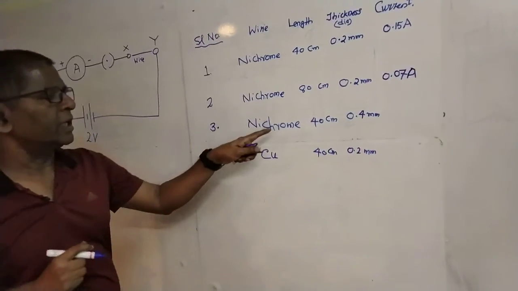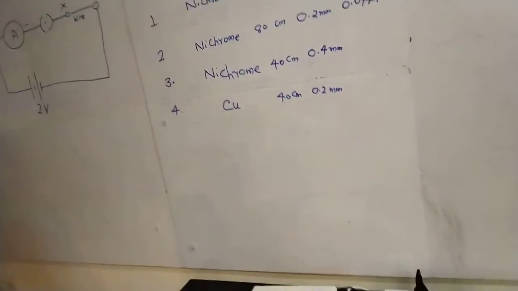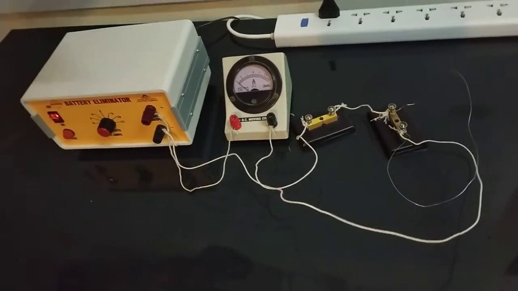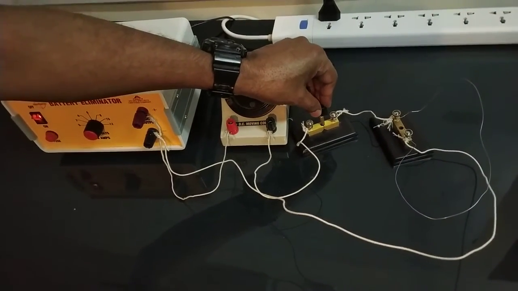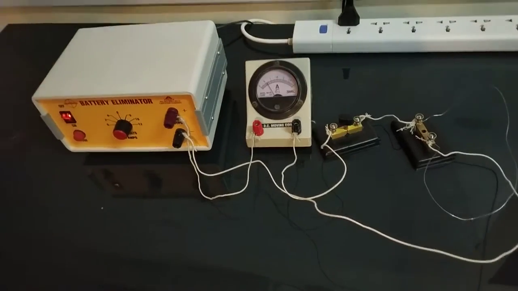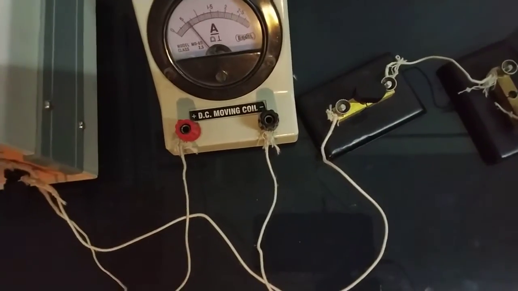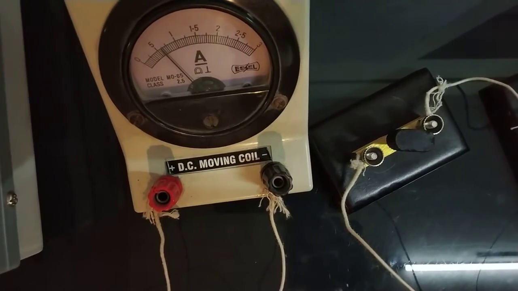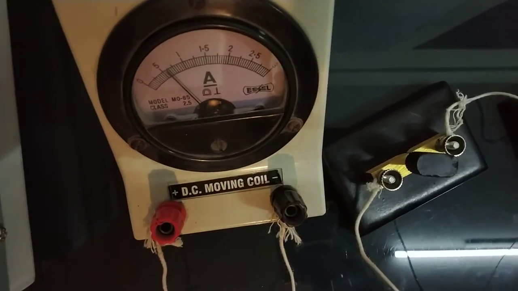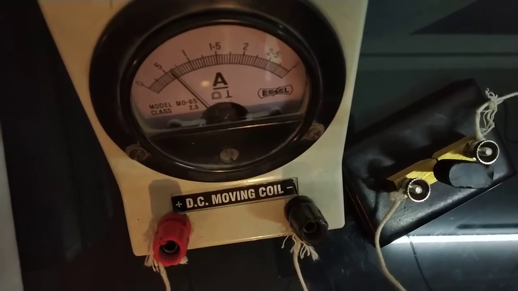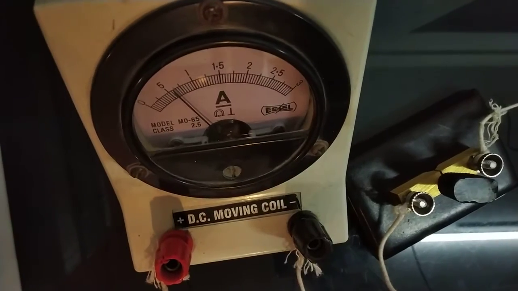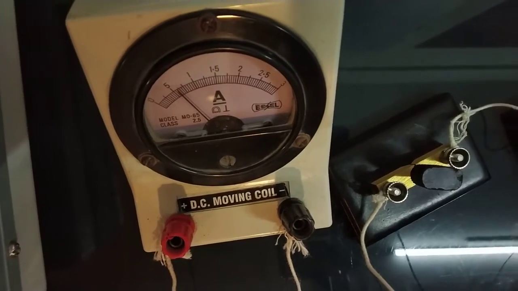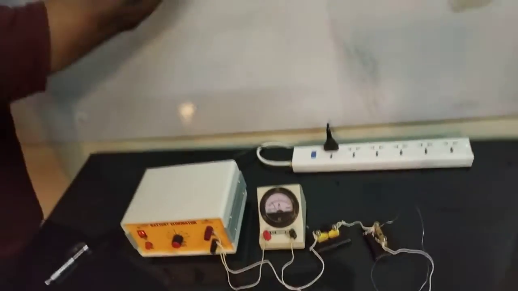Right? Now let us see what the meter is reading for thicker wire. So here we go. This is the key. Voltage remains same. I just insert the key. And you see the reading. Can you read what the meter is reading? It is 0.6 ampere. Look carefully. When you are taking the observation, you have to take from the front. Otherwise, there will be a parallax error. So the next reading is 0.6 ampere.